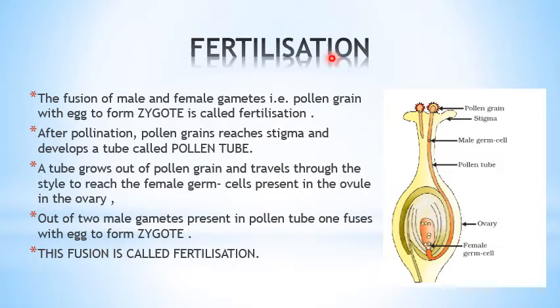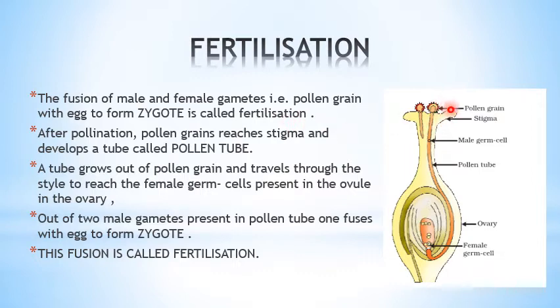What is fertilization? The fusion of the male and female gametes, that is the pollen grain, with the egg to form the zygote, which is the result of the fertilization, is called fertilization. So first I will discuss from this diagram. So these are the pollen grains.